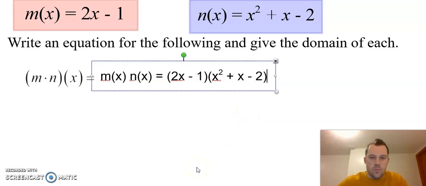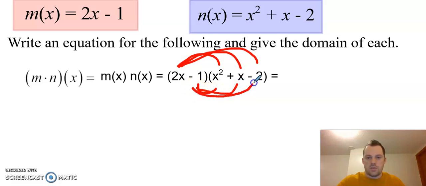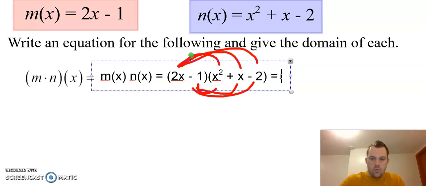So whether that's using box method, if you like that, or FOIL, distributing through, that's what I like to do. So 2x, and I'm just going to copy this part here. I have to do 2x times x squared, 2x times x, and 2x times negative 2. And then negative 1 times x squared, negative 1 times x, negative 1 times negative 2. So go ahead and make sure you're trying this out on your own first. So we end up with, and I don't need parentheses anymore.